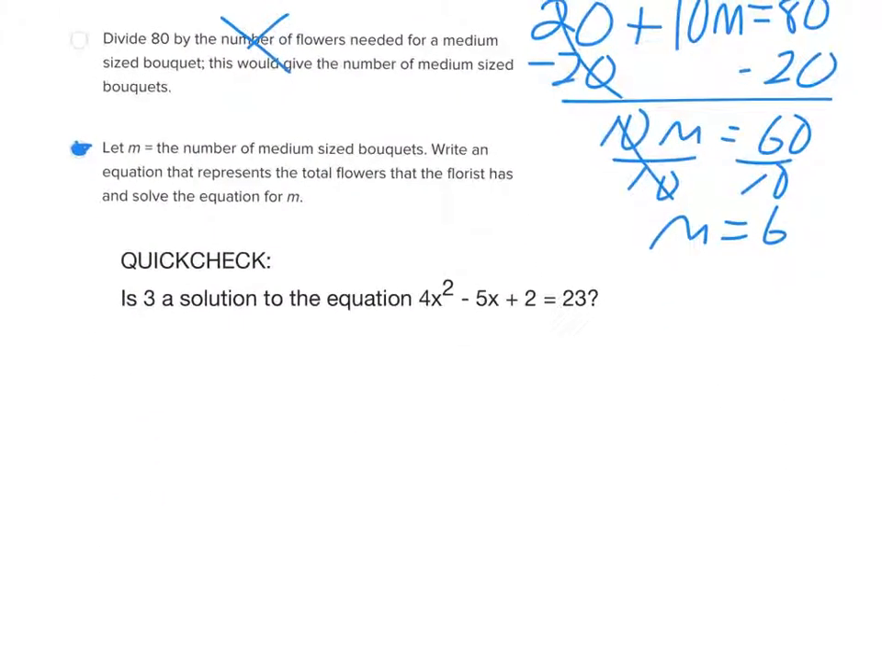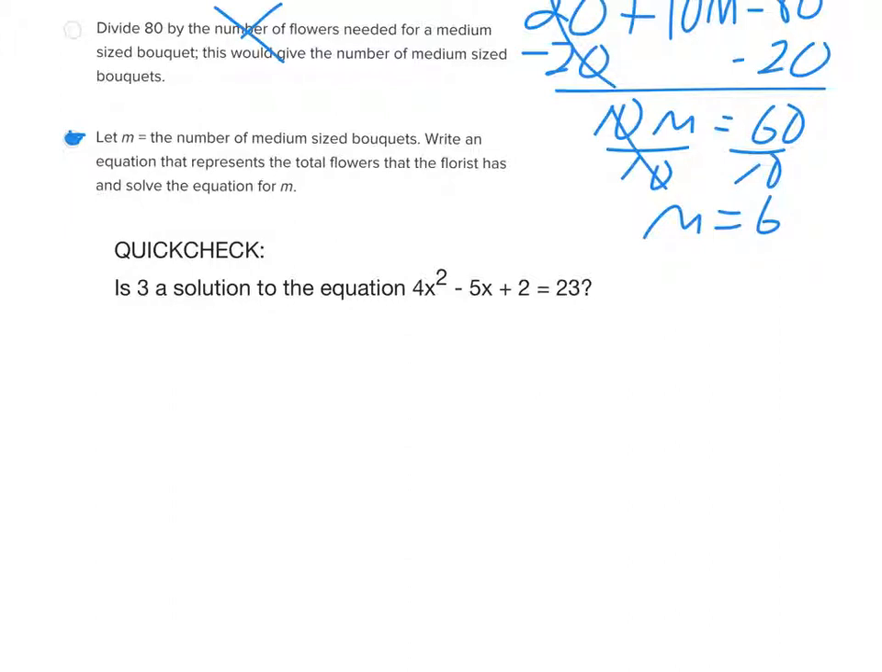Get to the quick check. Is 3 a solution to the equation 4x squared minus 5x plus 2 equals 23? Work that out. Check with your teacher. Good luck.